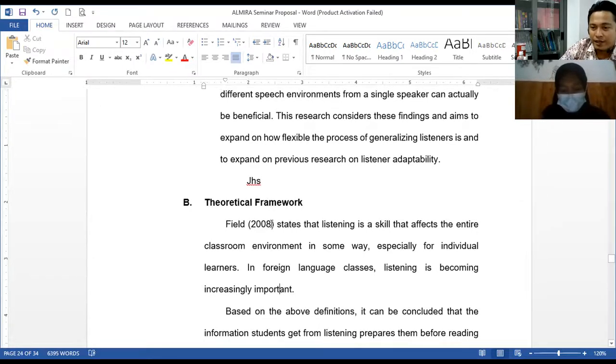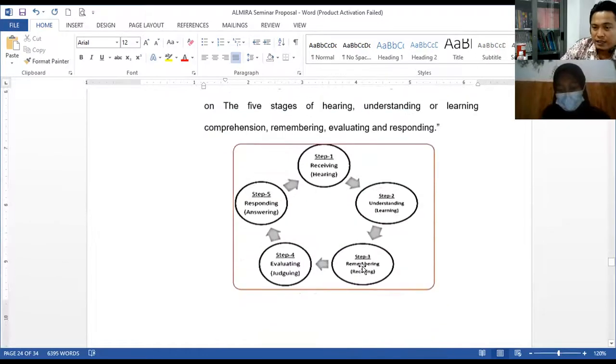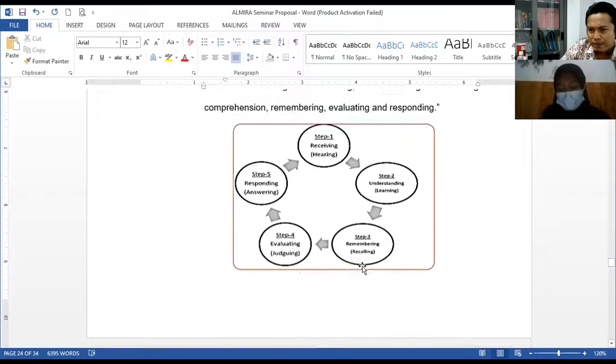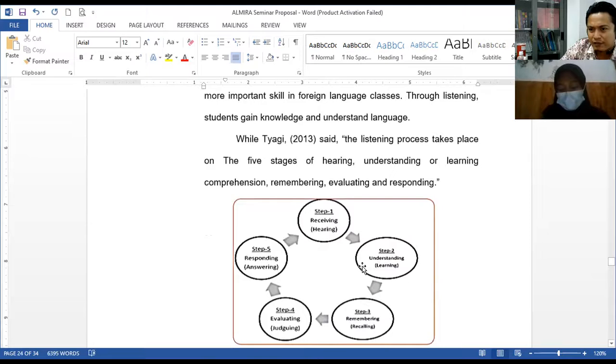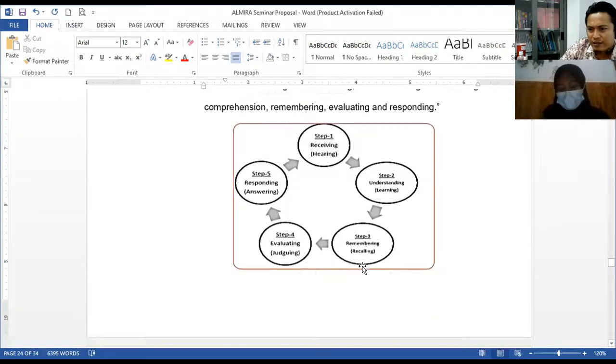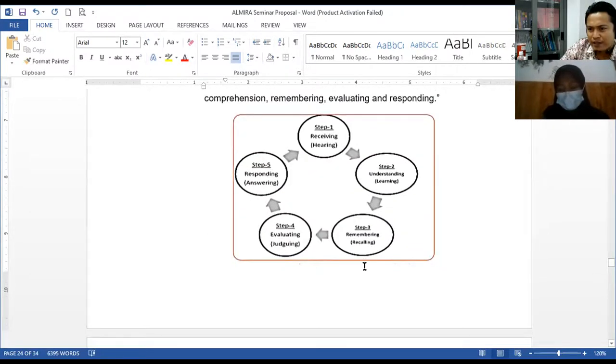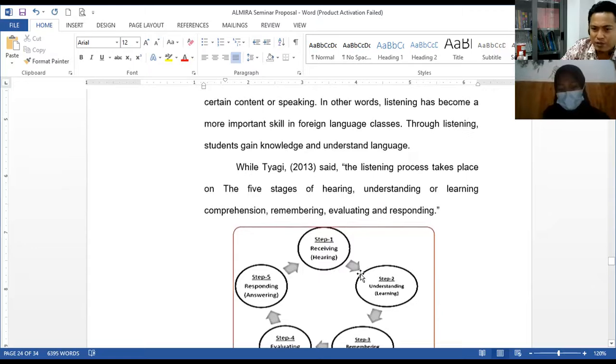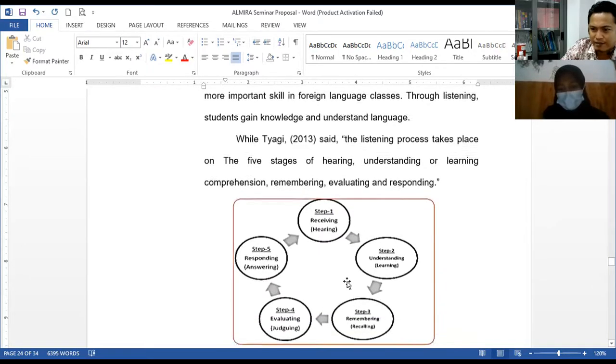And then the theoretical framework here, starting with the skill. What is the skill? Listening. And after that, the main problem in listening, and then also your alternative solution. So here you are making this kind of graphic, but is it really representing your research here? I don't think so. Which one represents your research here?